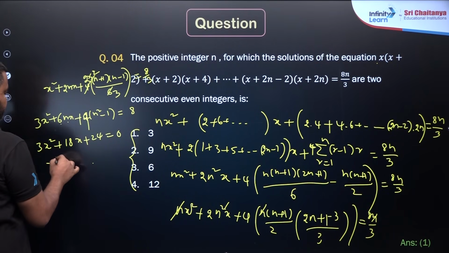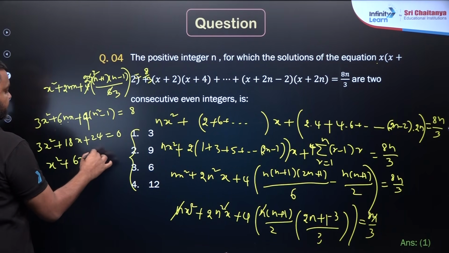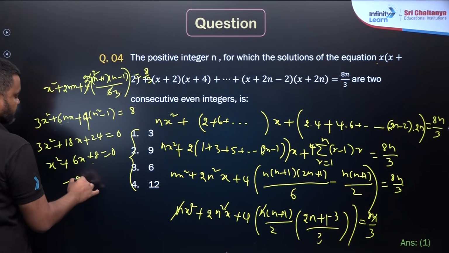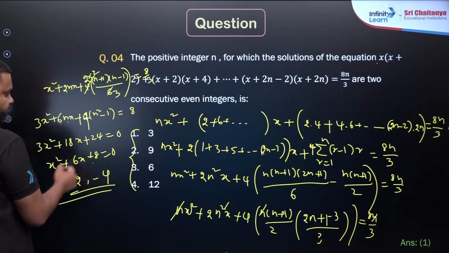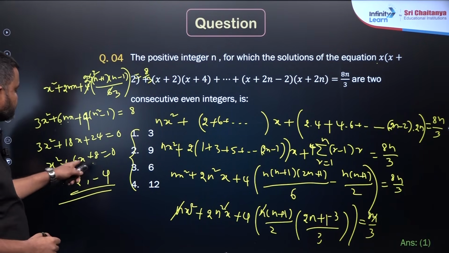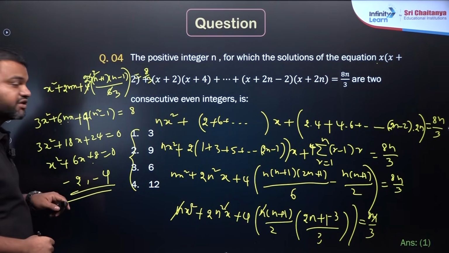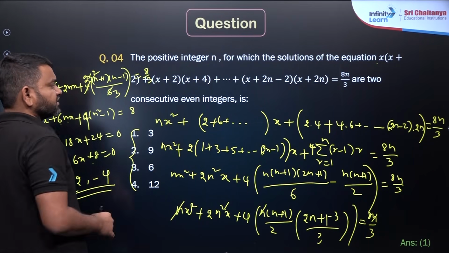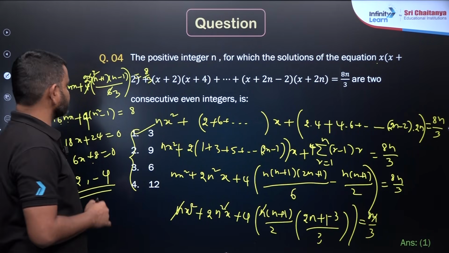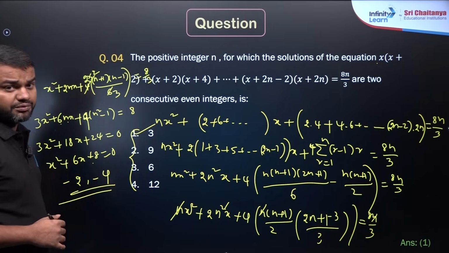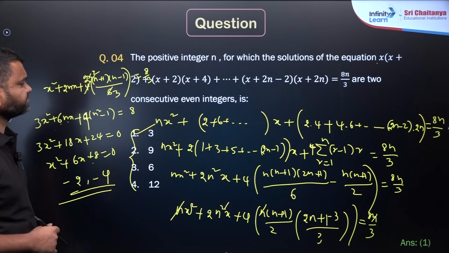Now if I cancel this, x square plus 6x plus 8 is equal to 0, then your roots are going to be 2 comma minus 4. Okay, from here you can write it as 2x plus 4x, so roots are going to be minus 2 and minus 4. Two consecutive even numbers, yes, that gives you the answer as option 1, which is 3.